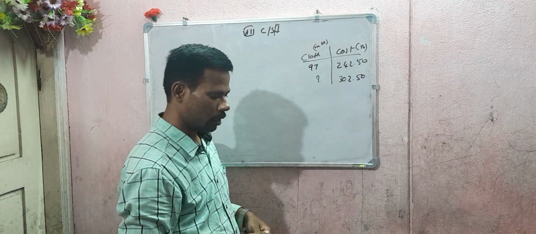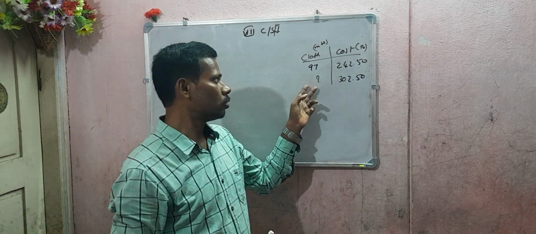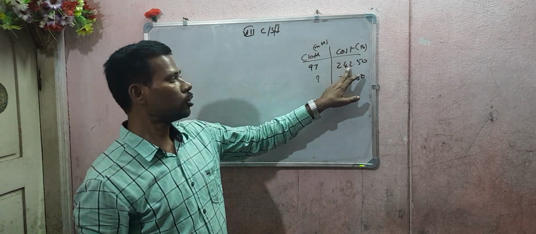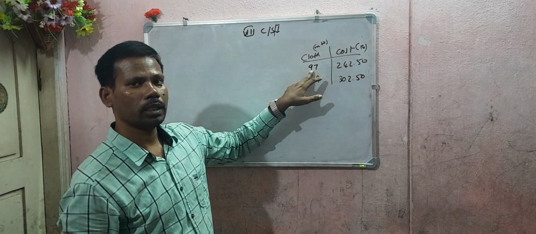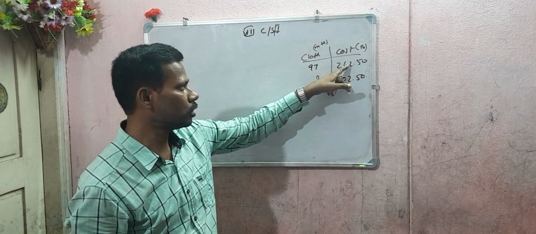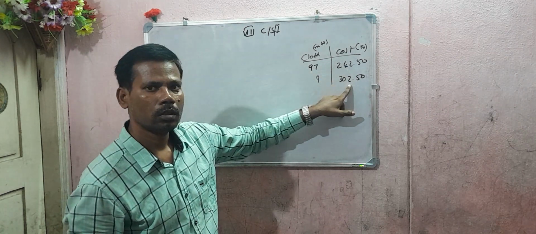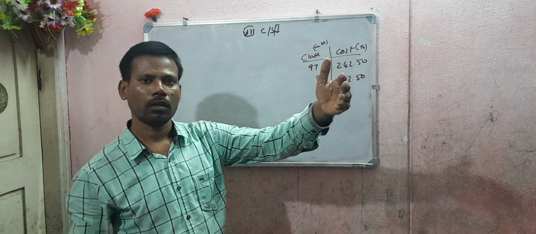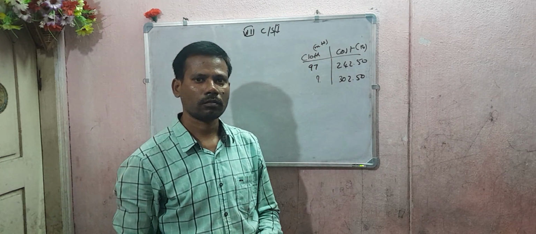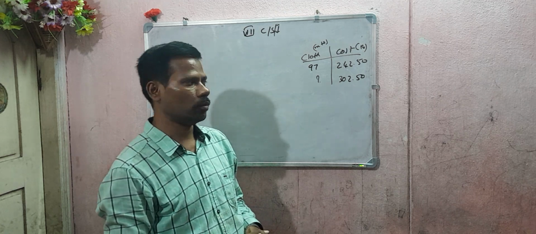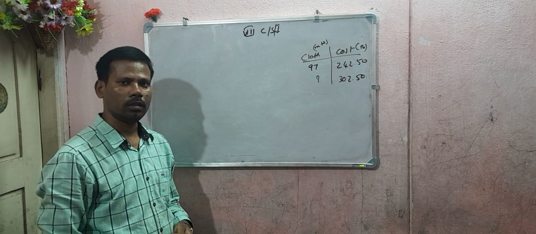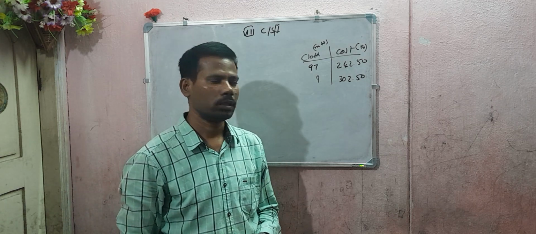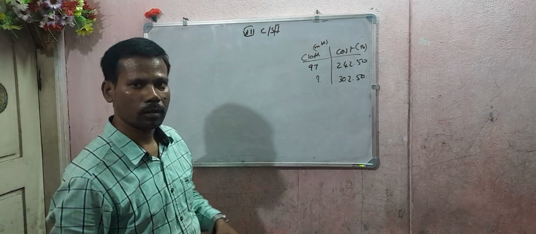Students, can anyone tell me how to do this problem? Here, for 242.50, you can purchase 97 meters of cloth. Now, the cost is more, no? If the cost is more, will you purchase more length of cloth or less length of cloth? Yes, you will purchase more length of cloth, not less. Now, how to do this problem?